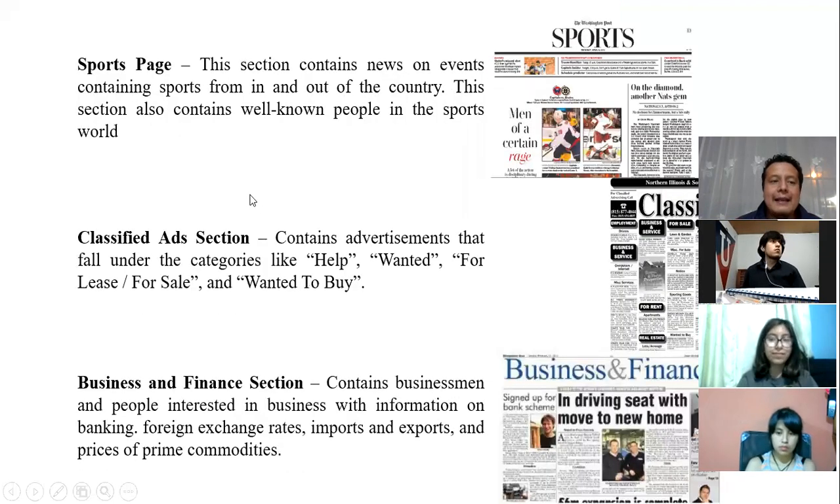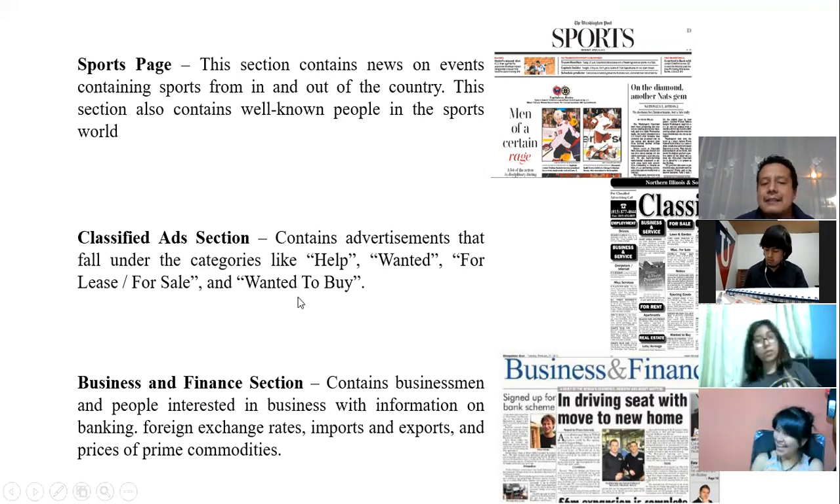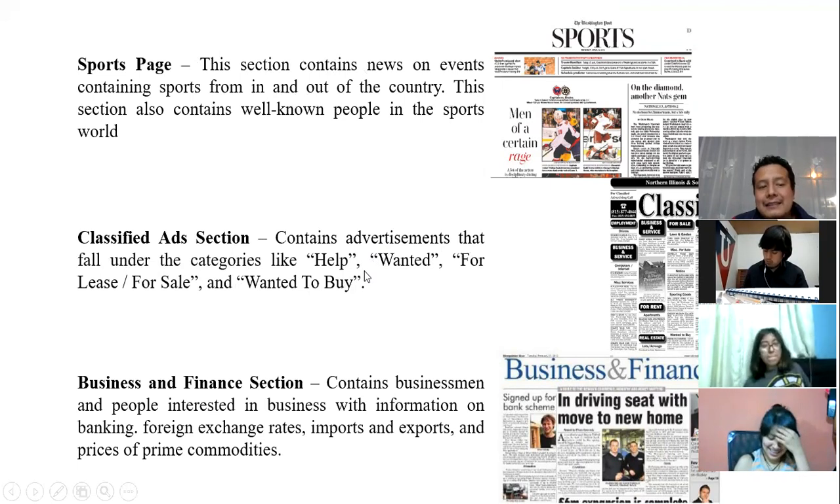Okay, the next one is the sports page. This section contains all kinds of sports that happen locally, in Ecuador, or in international news, right? The classified ads section contains advertisements that fall under categories like help wanted.